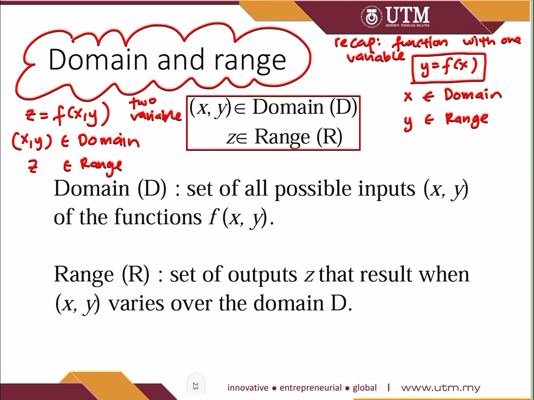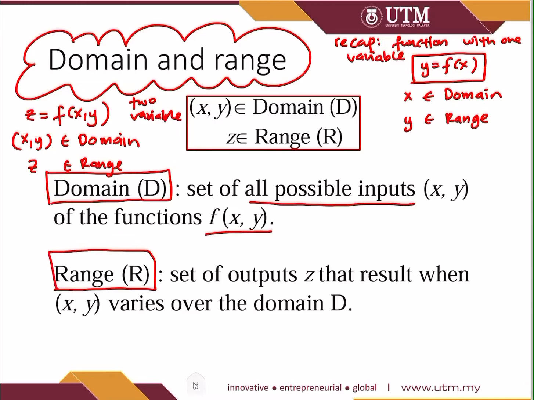A function with two variables. The domain is the set of all possible inputs (x, y) of the function f(x, y), and the range is the set of outputs z that result when (x, y) varies over the domain D. So z depends on the independent variables x and y. All right, let's look at the examples.